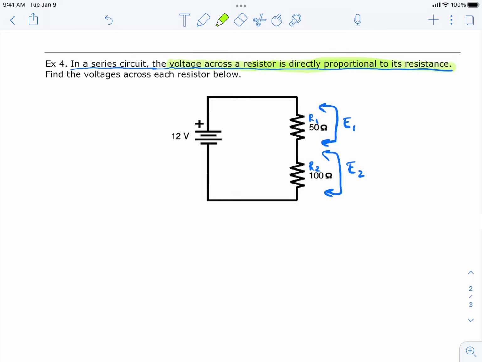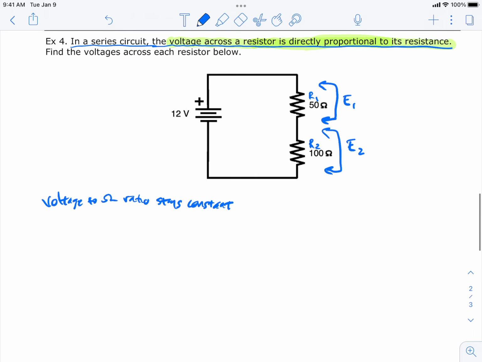Voltage directly proportional to resistance means the voltage to ohms ratio stays constant. Ratios, you can write them like fractions. So the voltage across this one divided by its resistance, which I might as well put 50 ohms, is going to be the same as the voltage across this resistor over its resistance, which is 100 ohms. So that's what they're saying. That's exactly what they're saying. Okay.